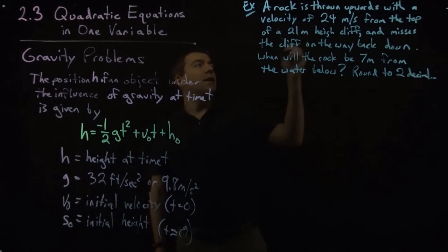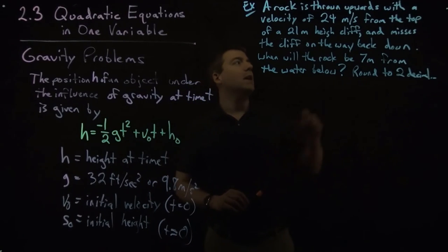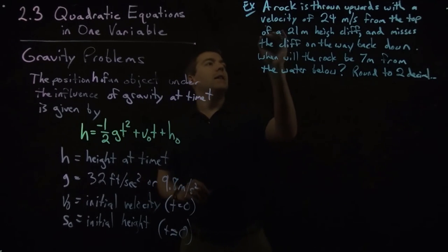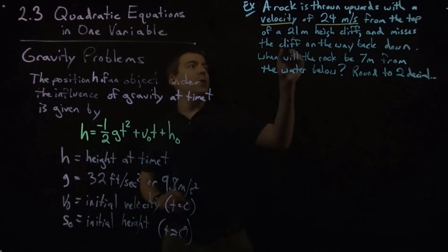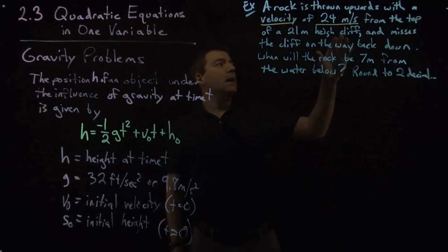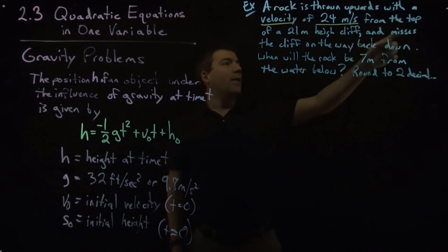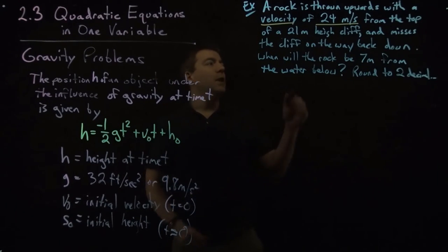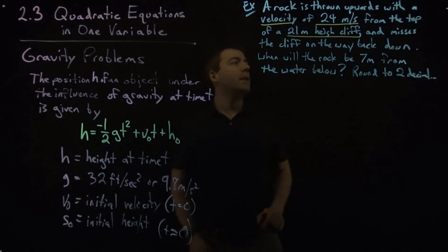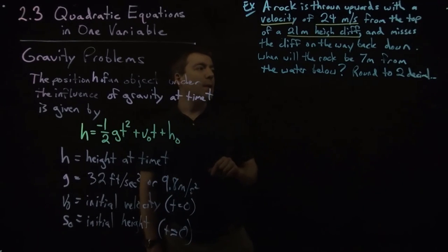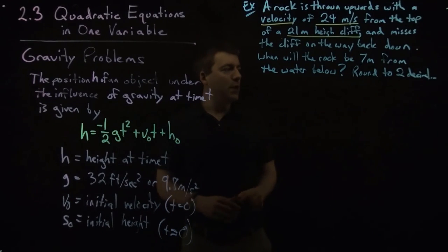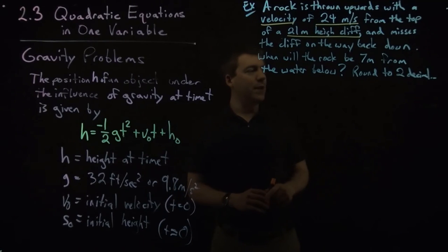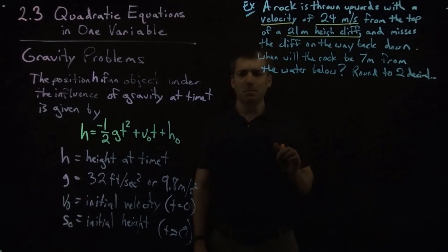So we've got a rock and it's thrown upwards with an initial velocity of 24 meters per second from the top of a 21 meter high cliff, and it misses the cliff on the way back down. That would be important. The question is, when will the rock be 7 meters from the water below? And then we want to round to 2 decimal places.